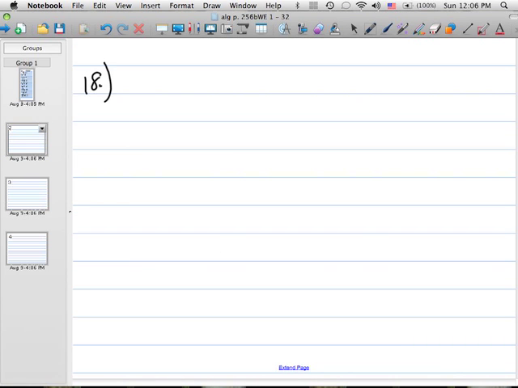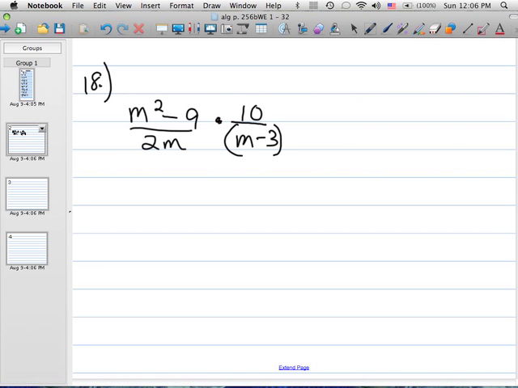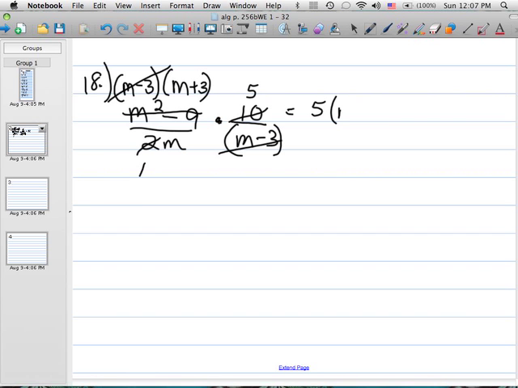Problem number 18, we have m squared minus 9 over 2m. Change division to multiplication, write the reciprocal, so it'd be 10 over m minus 3. M minus 3 can't be factored, so I'll put it in parentheses. M squared minus 9 is the difference of two perfect squares, so it's m minus 3 and m plus 3. We can cancel out the factor m minus 3, the 2, and the 10, goes 1 and 5. So that leaves us 5 times the quantity m plus 3, and on the bottom an m. And that's all the canceling we can do.